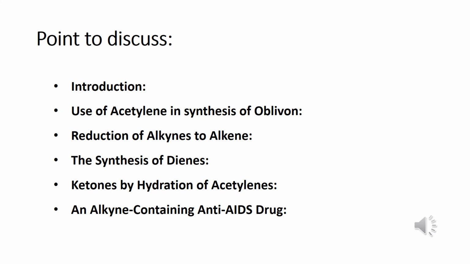Well, the points to discuss in today's lecture. We'll start with the introduction of how to use acetylene in organic synthesis, and we'll give certain examples like the use of acetylene in the synthesis of oblivion, reduction of alkynes to alkene, synthesis of dienes, ketones by hydration of acetylenes, and in the last point we're going to discuss an alkyne containing anti-AIDS drug synthesis as well.